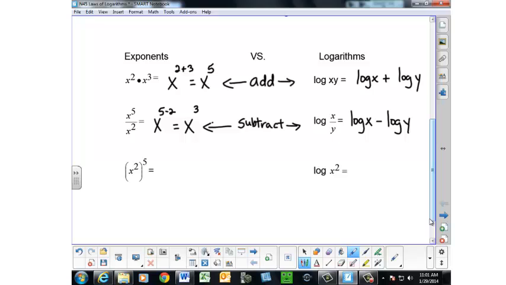On the third example, when you have an exponent on the outside, it's multiplication. So x to the 2 times 5. And it's going to be the same on the log. The exponent is 2, so we move the 2 out front and then multiply it times log x.